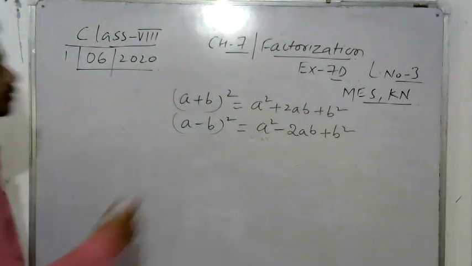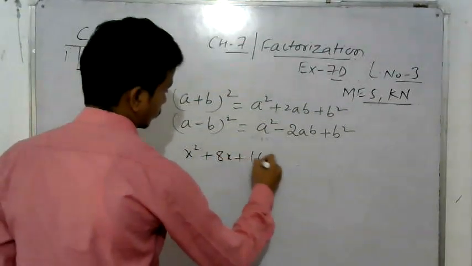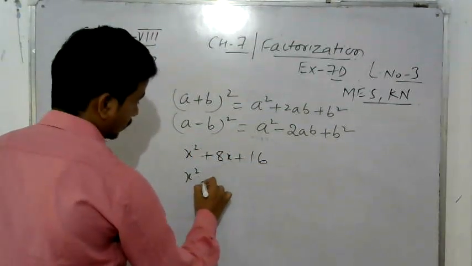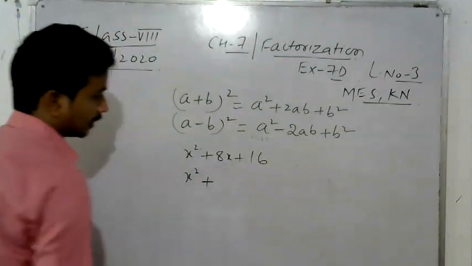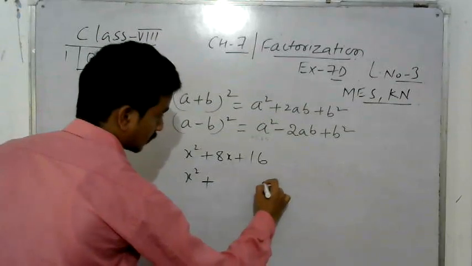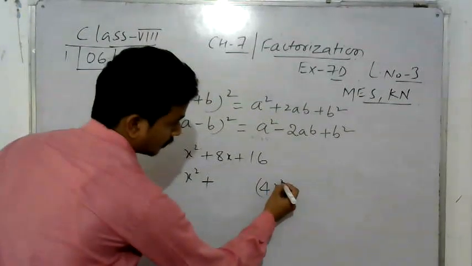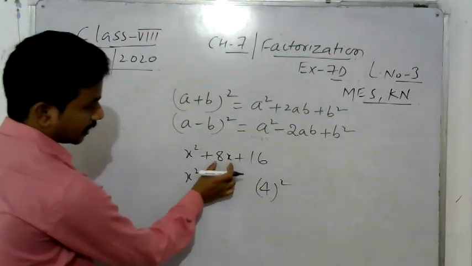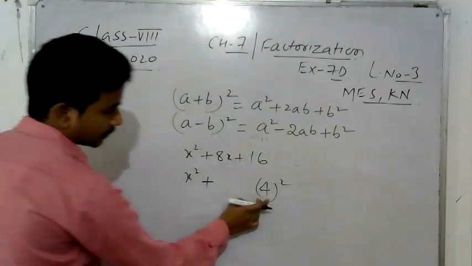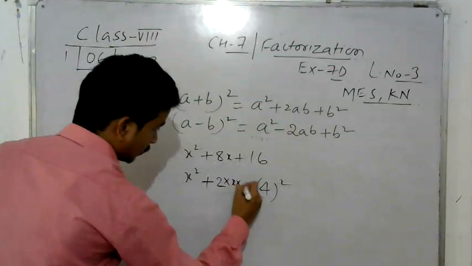Let us take an example, x square plus 8x plus 16. Okay, how will you factorize it? First of all, x square, we can write it as x square. I can write 16 as 4 square. And now, can I write 8x as 2ab? What is a square plus b square? So 2 into x into 4.